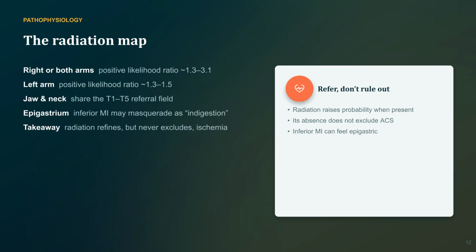The pattern of radiation provides valuable clinical clues. Radiation to the right or both arms is more strongly associated with ischemia than left arm radiation alone. Epigastric pain can also indicate an inferior wall MI. Always remember that while radiation can refine your assessment, its absence does not rule out ACS.